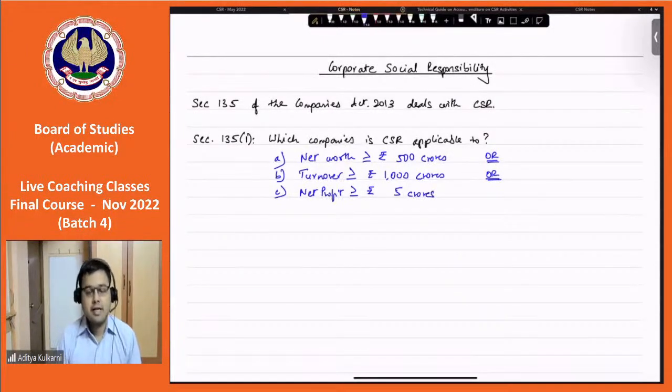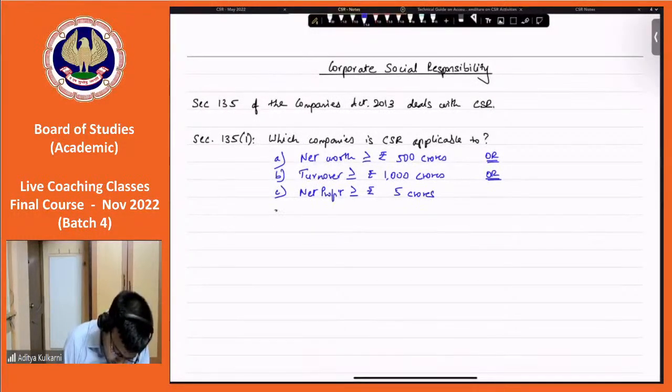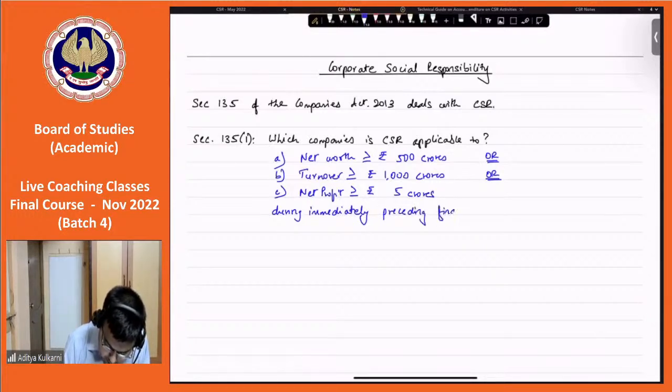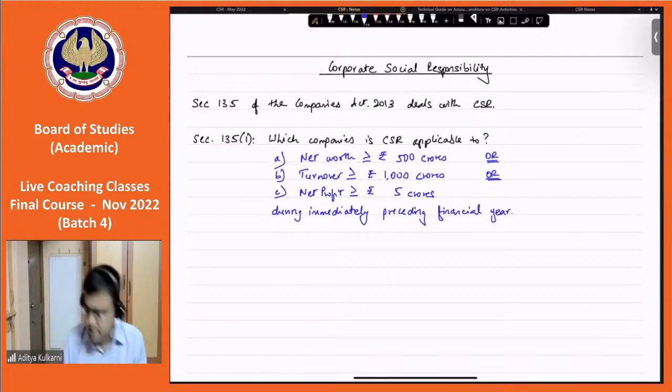Either of these 3 things, if they are satisfied, during when? During the immediately preceding financial year. If this is the situation, for 21-22, I have to check the applicability of CSR.